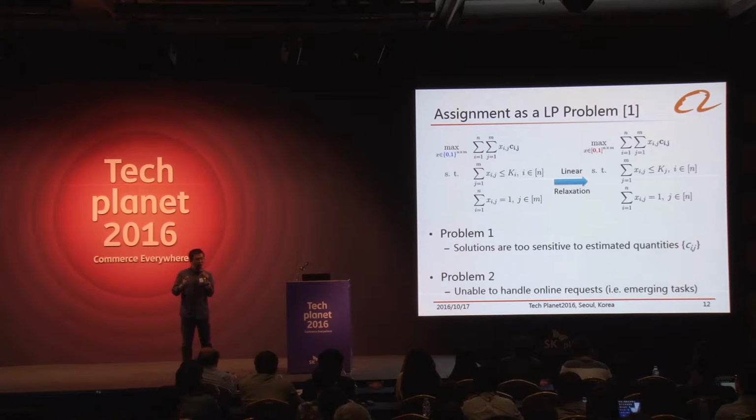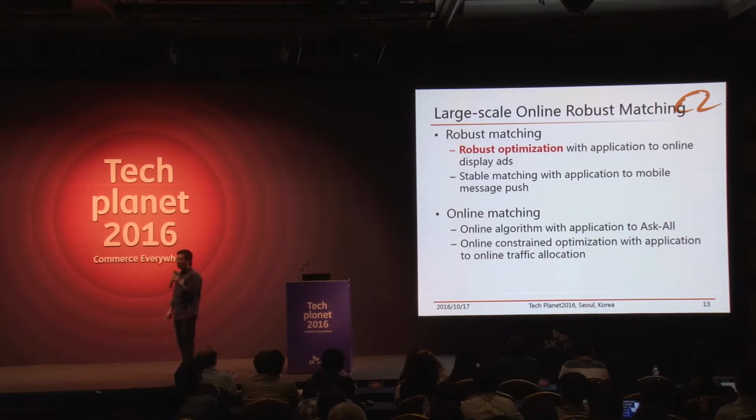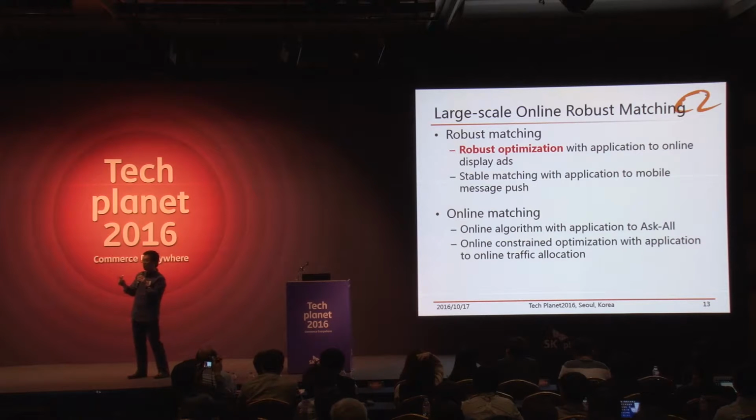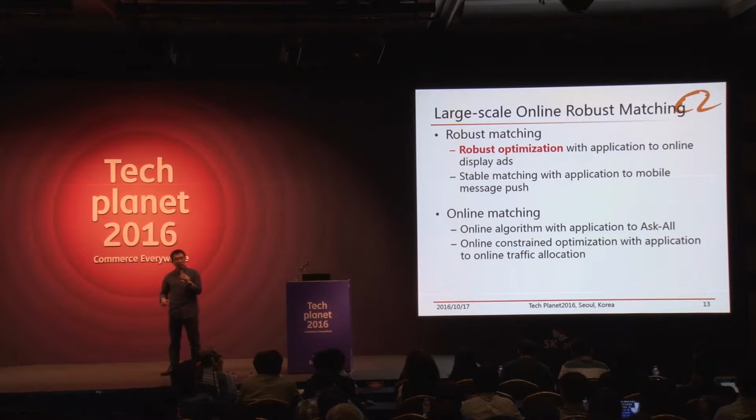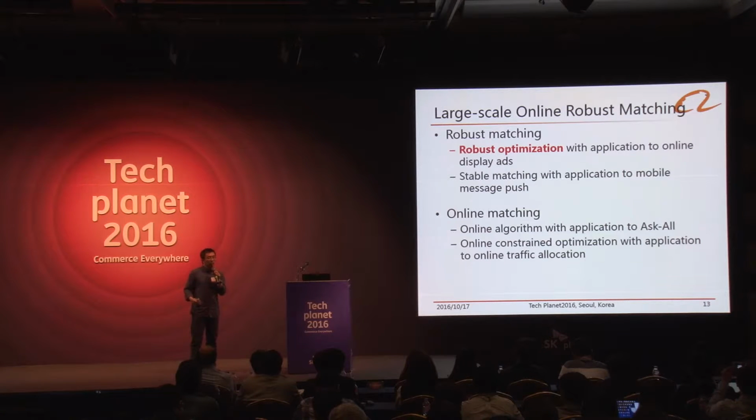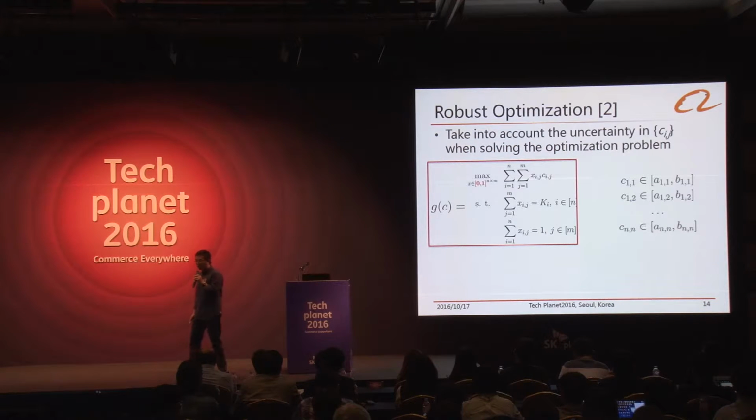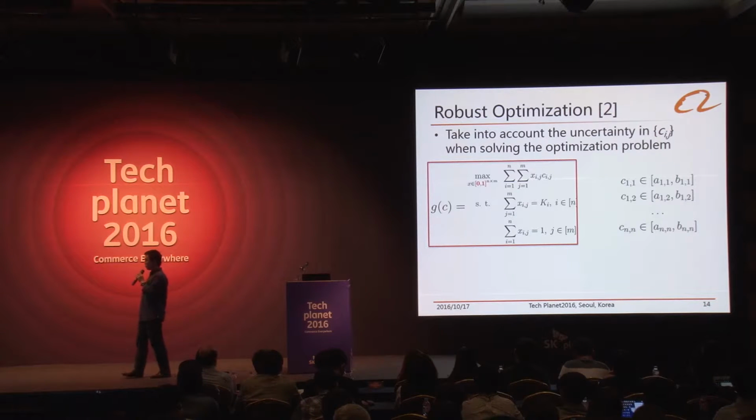So the second question is, how are you going to deal with the emergent task in online fashion? And that leads to the key technology I would like to briefly describe over here. One is about the robust matching, the other one is about the online matching. For the robust matching, I'm going to look at two different technologies. One is called robust optimization, a very well-established technology in the OR community. And second is what I'm looking at, the stable matching technique, which interestingly is a well-established theory in the economy community. So let me first look at the robust optimization approach.